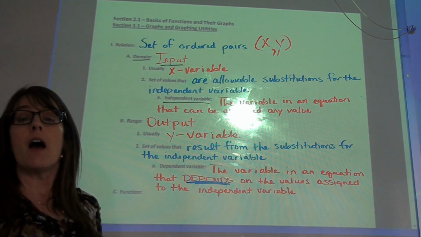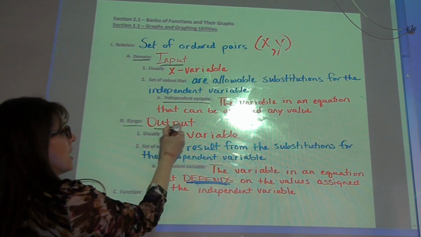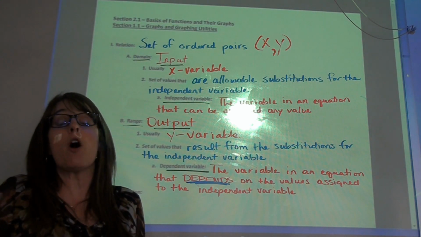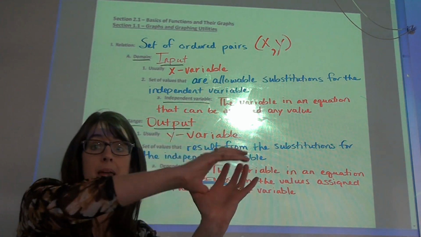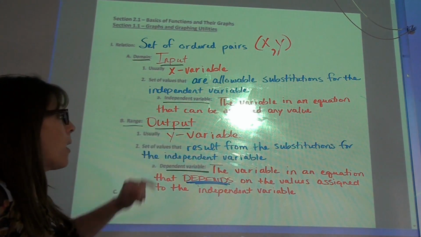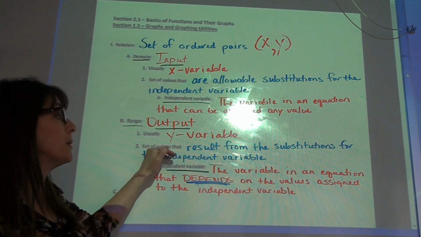So again, what is happening here is that we've got the idea of a range and an output and a dependent variable. They're all kind of talking about the same thing. All of them are saying what's coming out of your equation, what's coming out of your function, so your output. And again, domain is going to be input, range is going to be output.